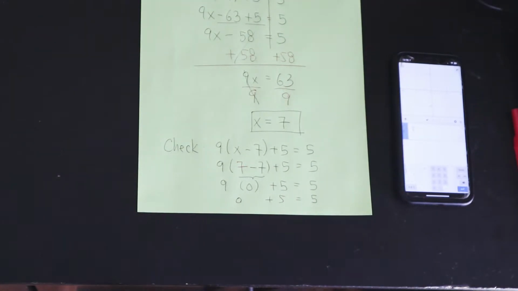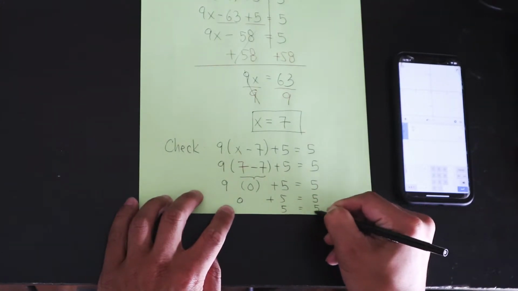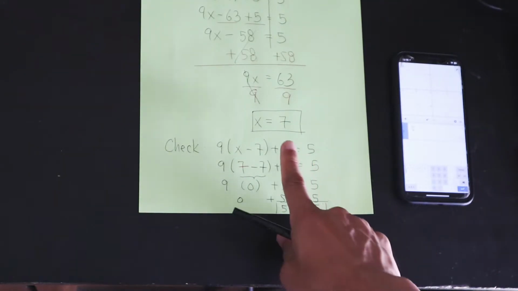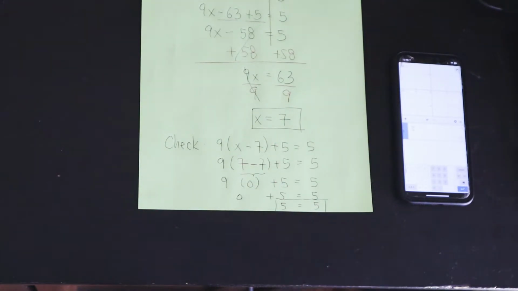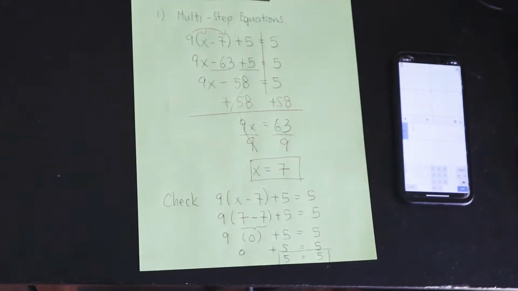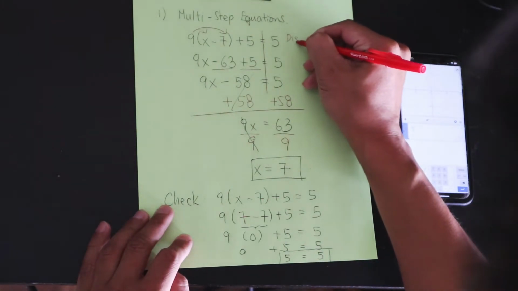So you notice that these two sides of the equation are the same. So therefore, you know that your answer, x equals 7, is the correct answer for this equation. Okay? So that was a review. That's something that you need to know. What I did is I distribute here. So this process is distribute.